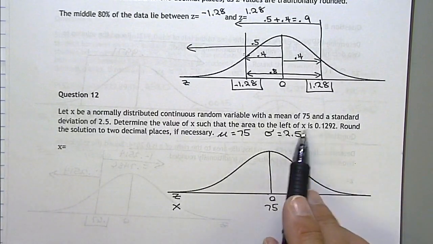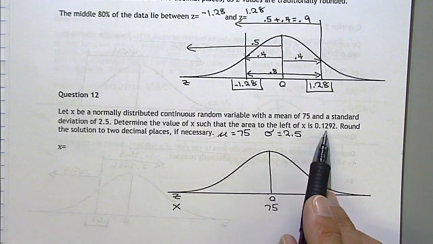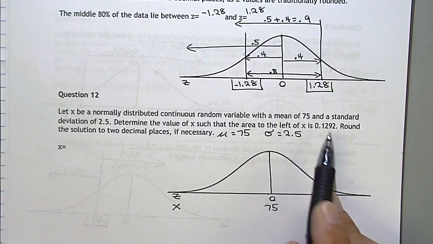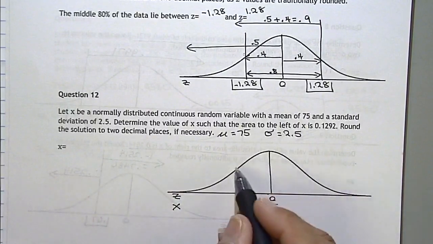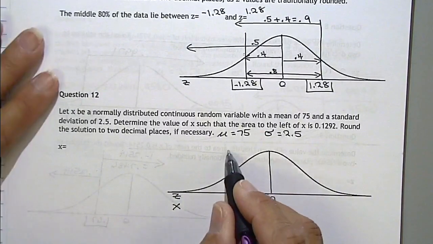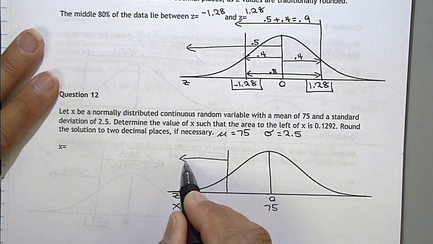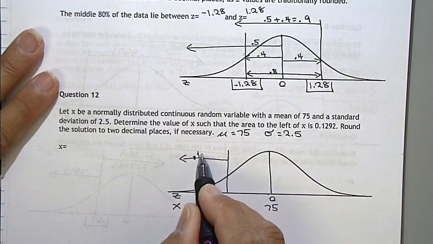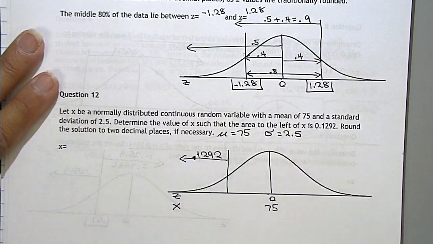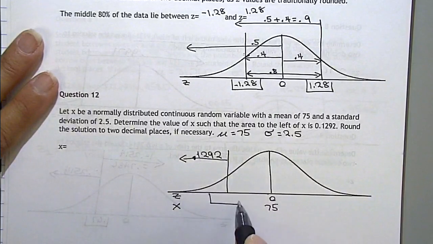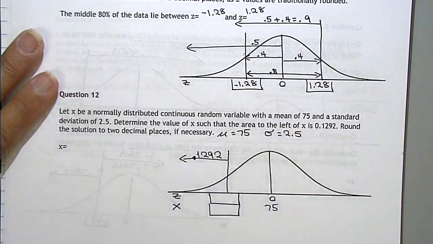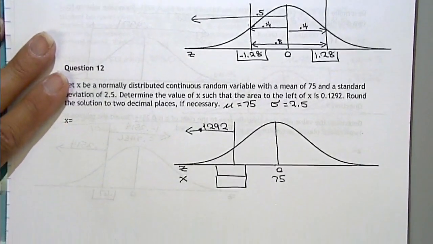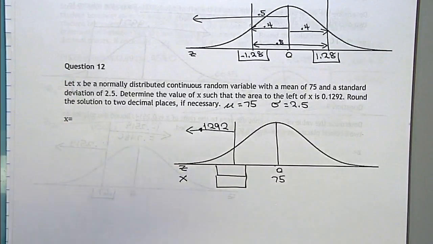They gave us the area to the left of X as being smaller than half, right? Area to the left is less than half. It's got to be over here on the negative side. So this area to the left, I don't know where it is, but I can sort of estimate 0.1292. Did they tell me the z-score? Nope. Did they tell me the X value? Nope. Look, I know nothing, right? The only thing I know is the area to the left of this particular X value is going to be 0.1292. But I can find the z-score, can't I? If you know the area, you can find the z-score.